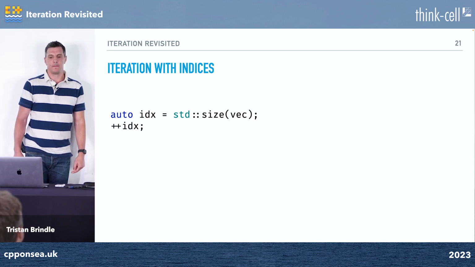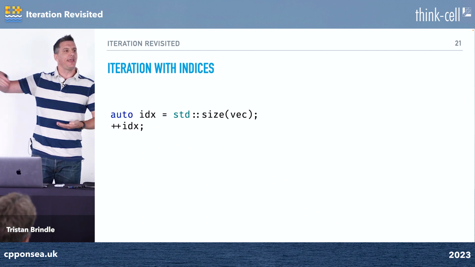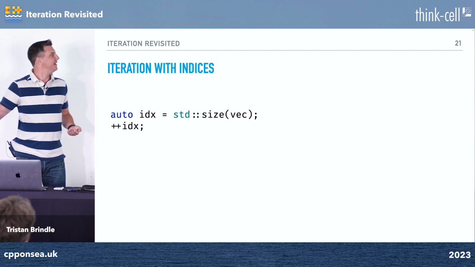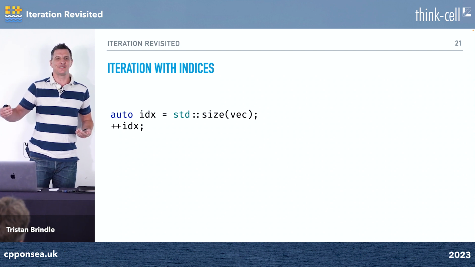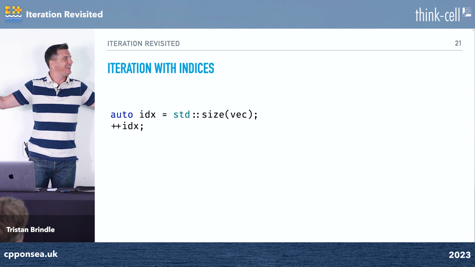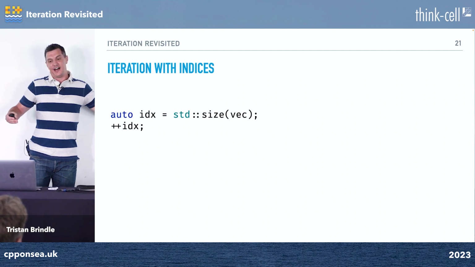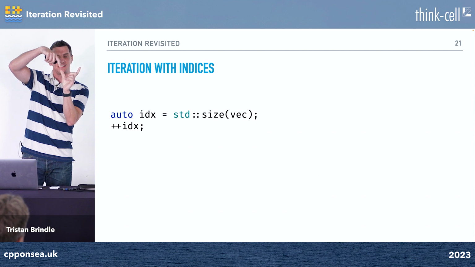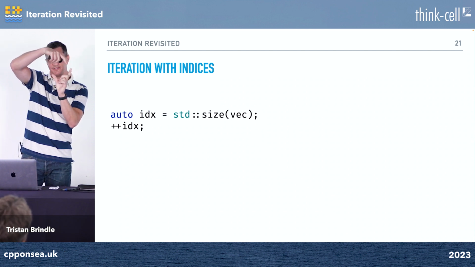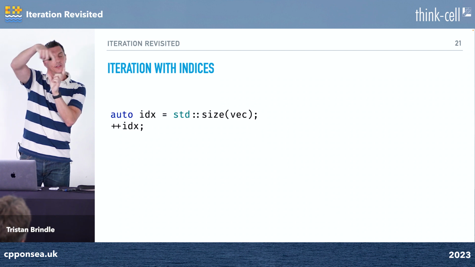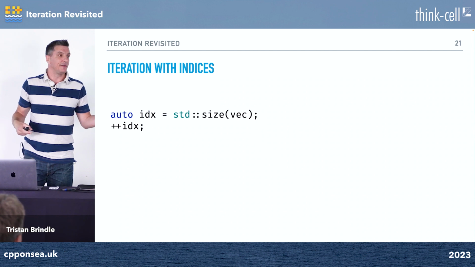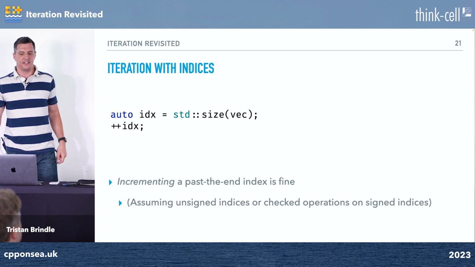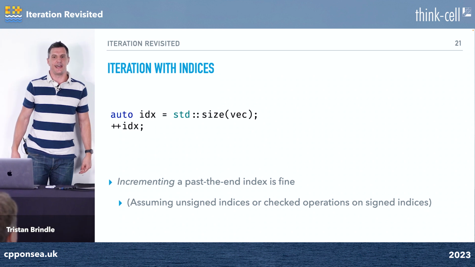What about the second example? Now we've got our past-the-end index, and now we're incrementing the past-the-end index. This was UB when we tried to do it with iterators. What happens when we try to do it with indices? Well, I've got some size_t, and I'm calling operator++ on it, and that's it, right? This is fine. In the incredibly unlikely case that the size of the vector is max of size_t, which, good luck doing that on a 64-bit system. Even on 32-bit, I don't think you can actually allocate a vector that size. But even then, the size_t is going to wrap around. It won't give you the right answer, but it's not undefined behavior. So incrementing a past-the-end index is fine, assuming we're using unsigned indices, or if we're using signed indices, we have some sort of checked add.